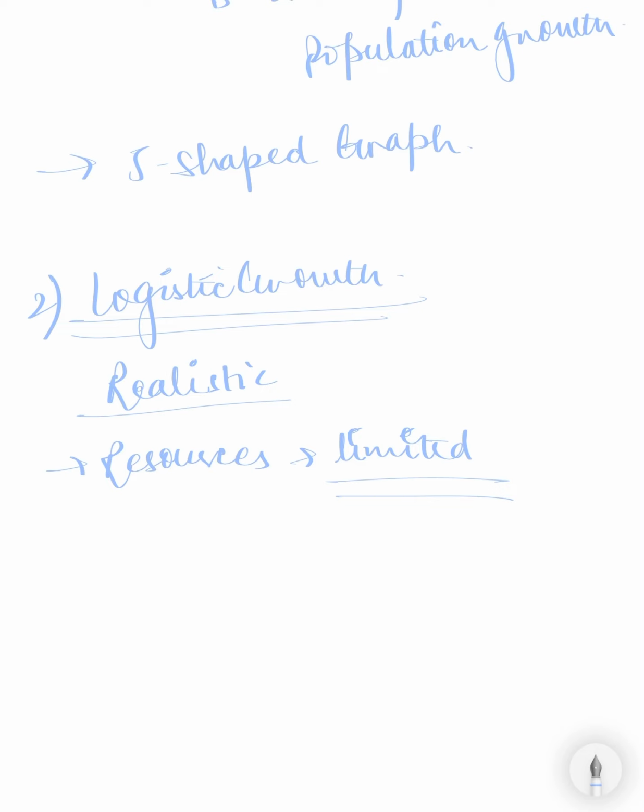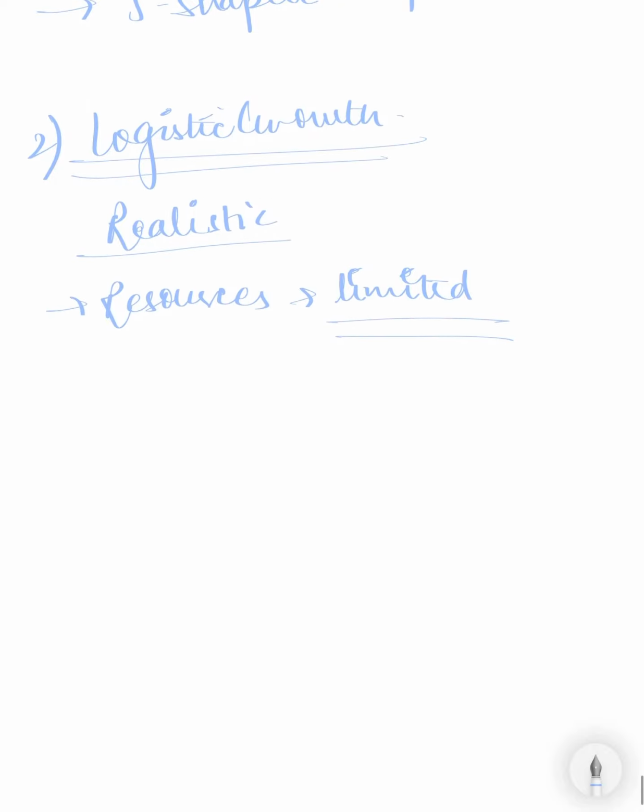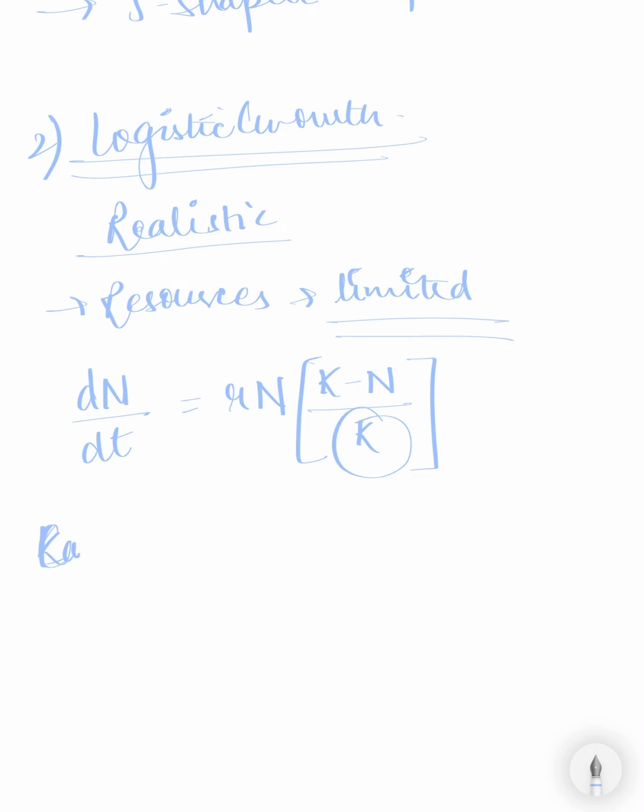If we talk about its equation, it is dN by dt equals rN, as we have studied previously. It adds a few additional things. It shows (K minus N) upon K, and this is the entire equation of logistic growth. Now let's talk about this equation. Here, K is the carrying capacity.